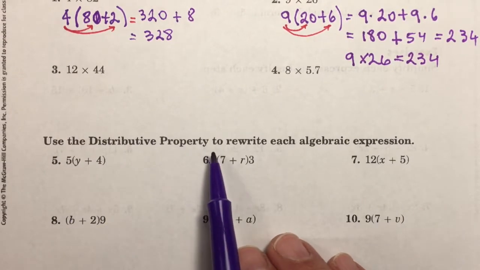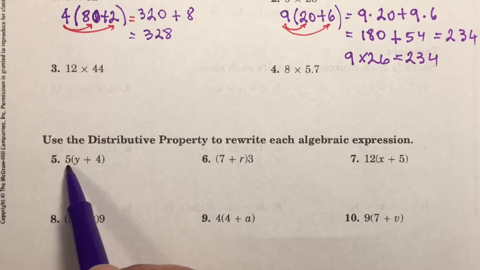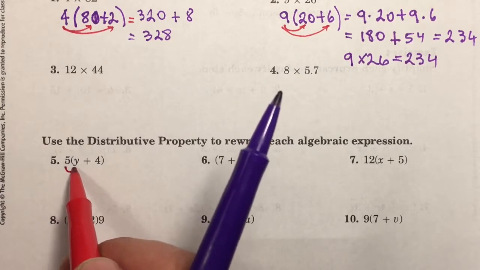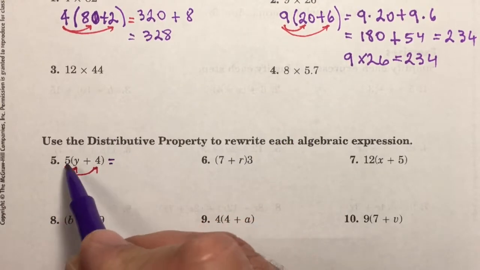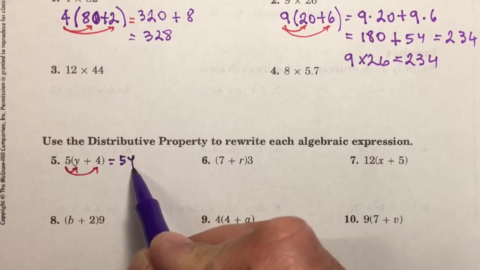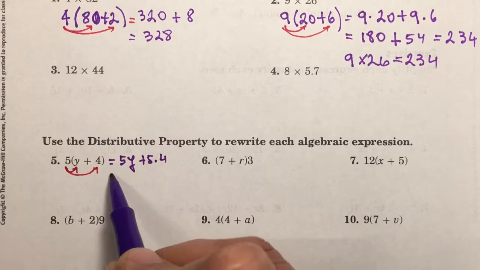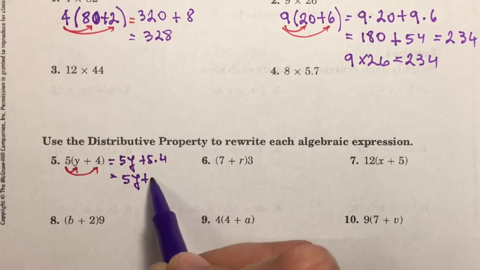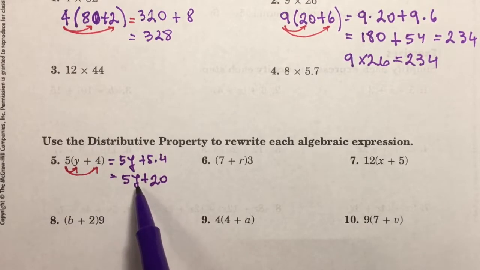Use the distributive property to rewrite each algebraic expression. 5 times the addition of y plus 4. So I'm going to use the distributive property by doing 5 times y and 5 times 4. 5 times y is 5y plus 5 times 4. Simplify. 5 times 4 is 20. So 5 times y plus 4 is 5y plus 20.